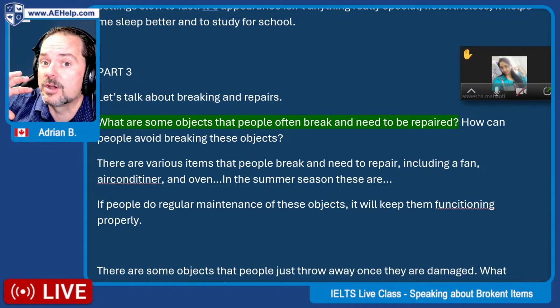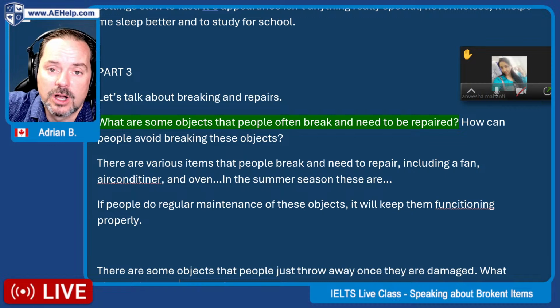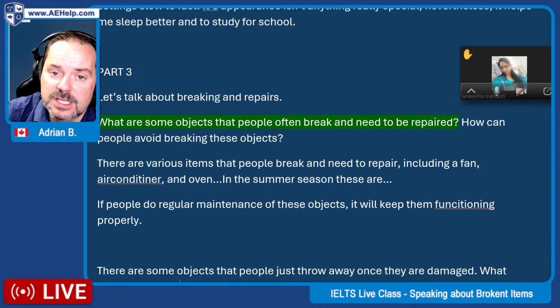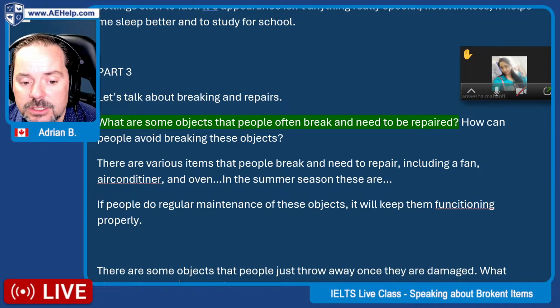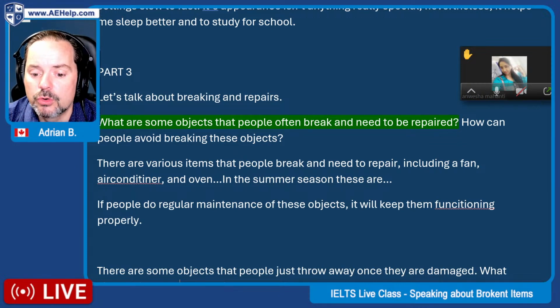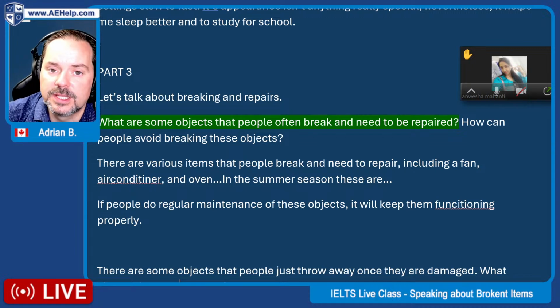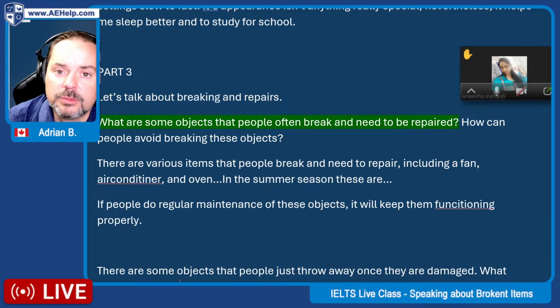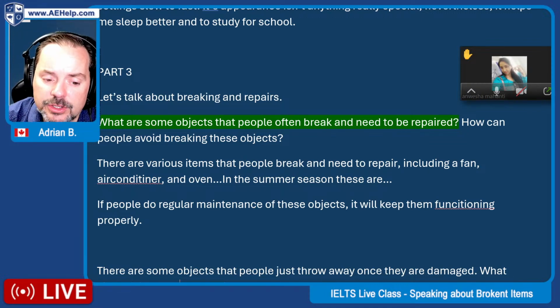And then you went off topic. You said in the summer, so I interrupted you because you're off topic. So stay on topic. That's the most important advice I can give you: stay on topic. Okay, Anwesha? Don't go off topic. If you start telling me that we could take these broken items and give them to homeless people, it's off topic. So the examiner will interrupt you. So you have to stay on topic, okay?